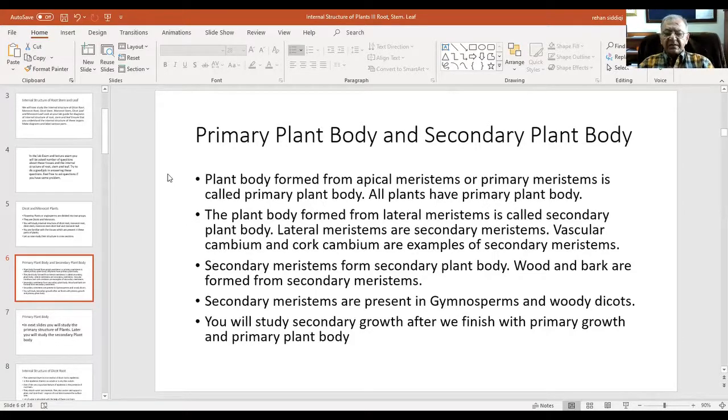On the other hand, there are secondary meristems which are present on the lateral side, and they are responsible for secondary growth and they form the secondary plant body. Wood and bark are examples of secondary plant body which develop from secondary meristems. Secondary meristems are not present in all plants. They are present in gymnosperms and woody dicots. Later on, you will study this secondary growth and secondary plant body. Right now, you are studying the primary plant body.